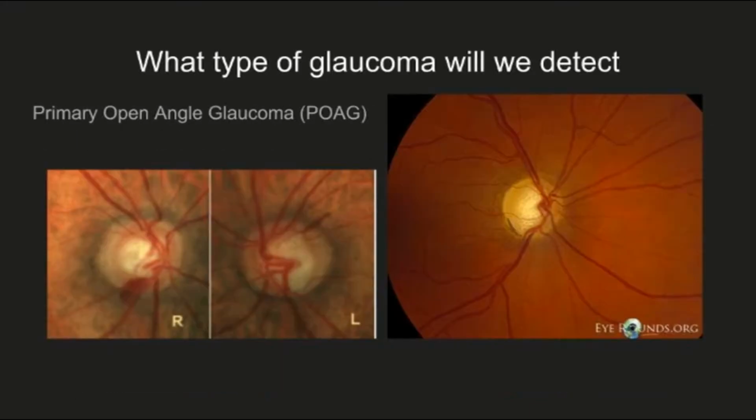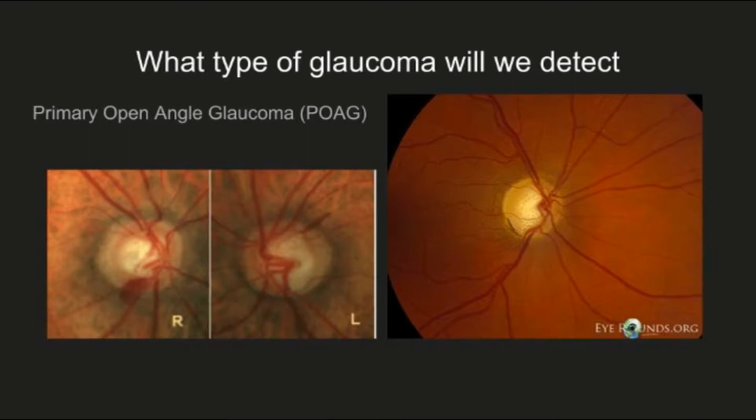What type of glaucoma will we detect? There are two types of glaucoma. We will detect open-angle glaucoma. This is the most common form of glaucoma, and accounts for at least 99% of all cases of glaucoma.